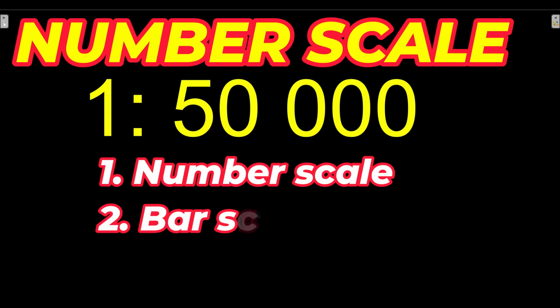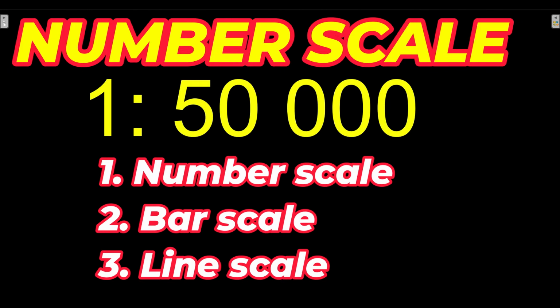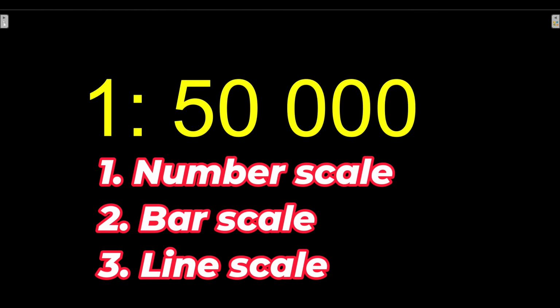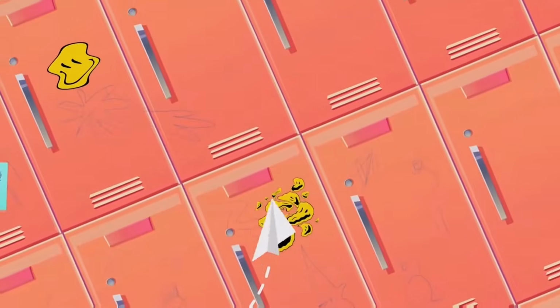So guys, you already know with maps and plans, there are different types of scales that you need to be able to analyze, or work with. There's a number scale, a bar scale, and a line scale. But in this video tutorial, I'm going to be focusing on what you need to do if you're working with a number scale, what this number scale actually represents on a map. Then we're going to look at a few examples together.